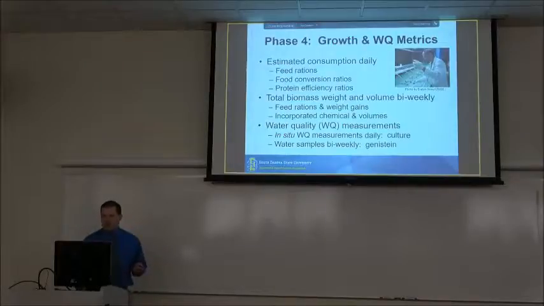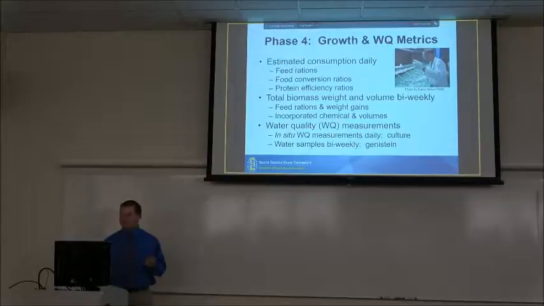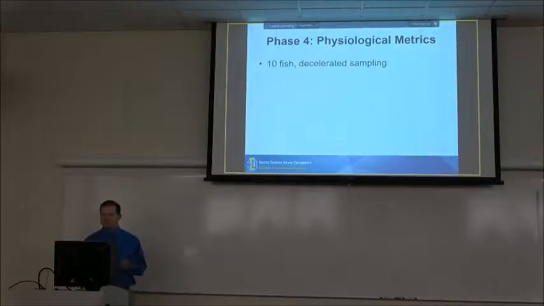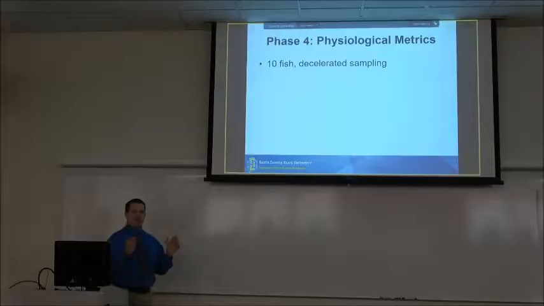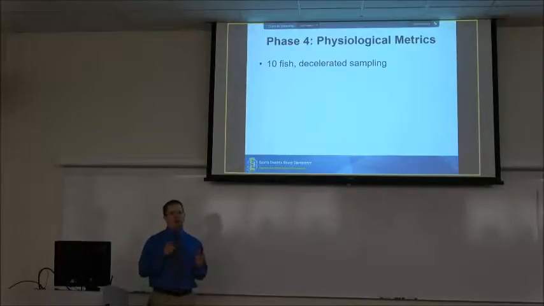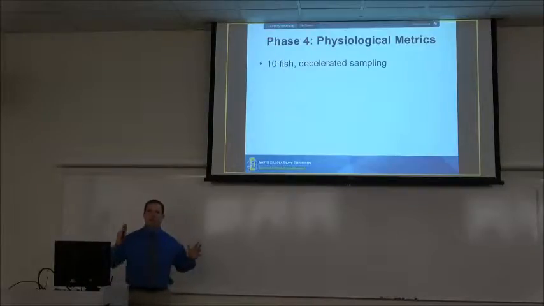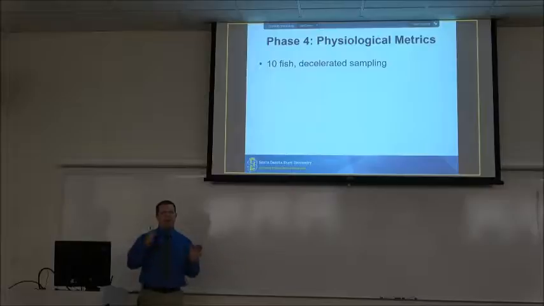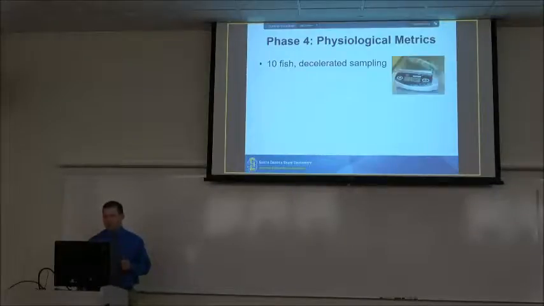Water quality will be measured 2 different ways. We'll have daily measurements of just your basic water quality parameters in order to determine we have adequate culture conditions. Along with that, we'll take bi-weekly samples in order to determine the levels of genistein within that water for our modeling purposes. So for some physiological parameters, we will take out 10 fish on a decelerated sampling period, which basically means at the start of this experiment, we'll take 10 fish out 1 time a week, and then because they'll be growing much faster with a greater chance of incorporating those chemicals, as our growth slows, we will then extend out those periods to every 2 weeks until the end of the experiment.